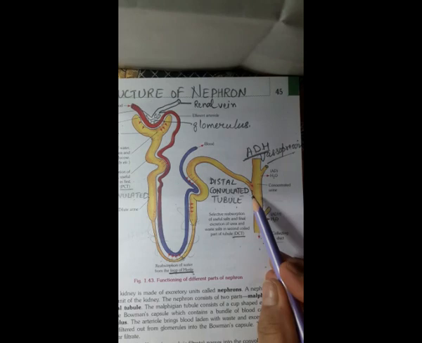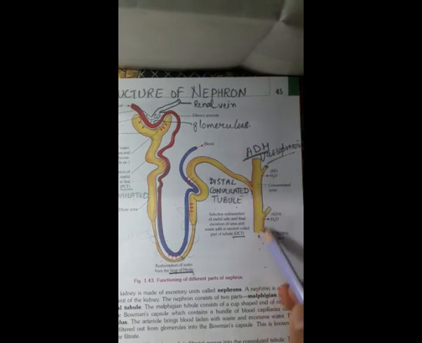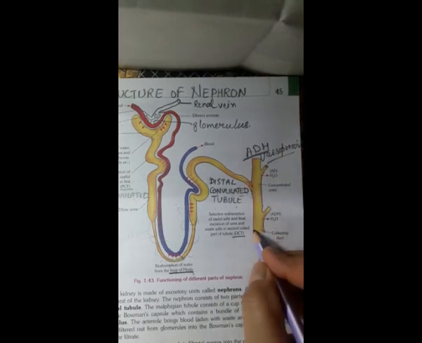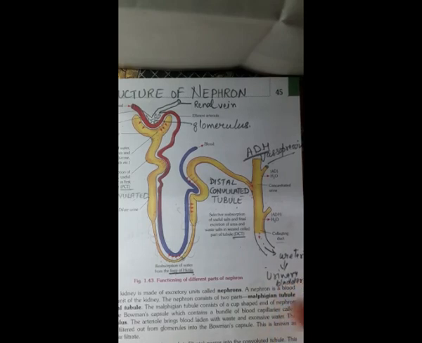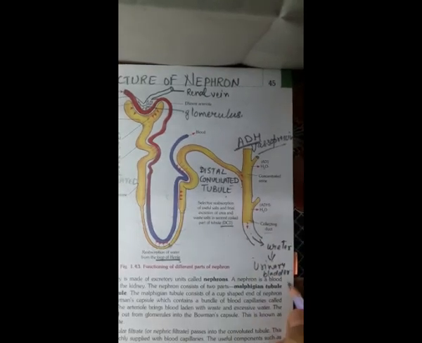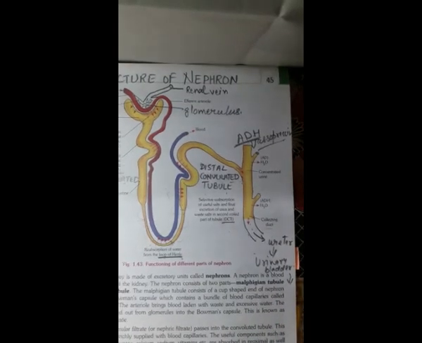So this concentrated urine that is collected into the collecting duct, this collecting duct further takes this urine into the ureters, then the ureters bring it to the urinary bladder, and at last the urinary bladder's opening opens and all the urine is excreted out of the body. This is how this nephron works.